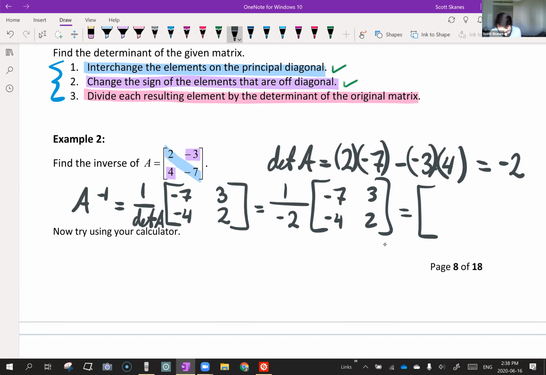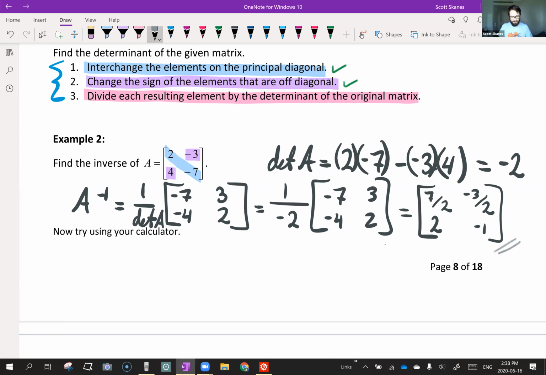So our final answer is, what's -7 divided by -2? It's 7 over 2. What's 3 divided by -2? It's -3 over 2. What's -4 divided by -2? It's 2. And what's 2 divided by -2? It's -1. That's a heck of a lot of work for something that's just flipping some things around.